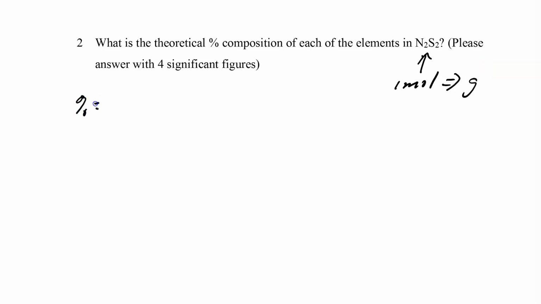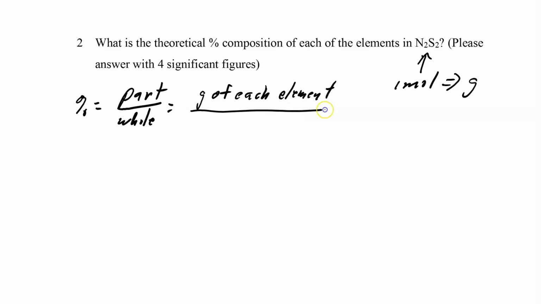Our percent composition is, of course, percent is part divided by the whole. So in a problem like this, each part is going to be each element in the compound, and the whole is going to be the entire compound itself. But specifically, we want the grams of each element divided by the grams of the whole compound, times 100.